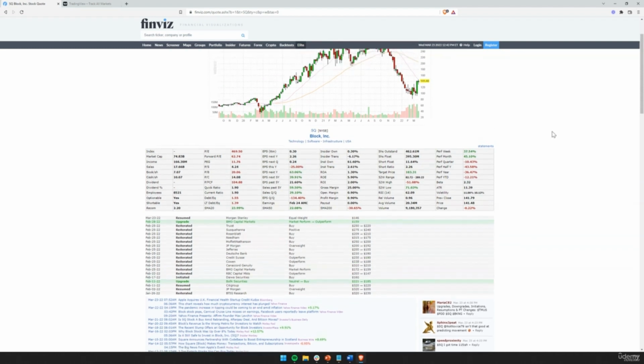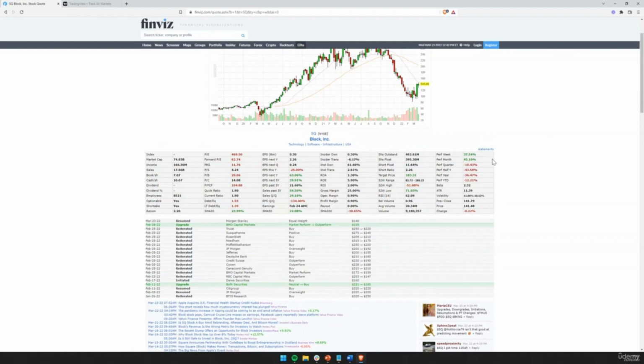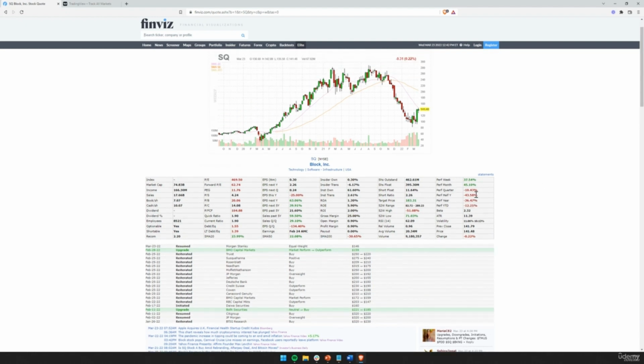When we look at the previous performance, we see that especially over the last year or the last half year, the stock was selling off pretty dramatically. But last month, and especially this week, we saw an interesting bounce back. Also interesting to look at are the margins.